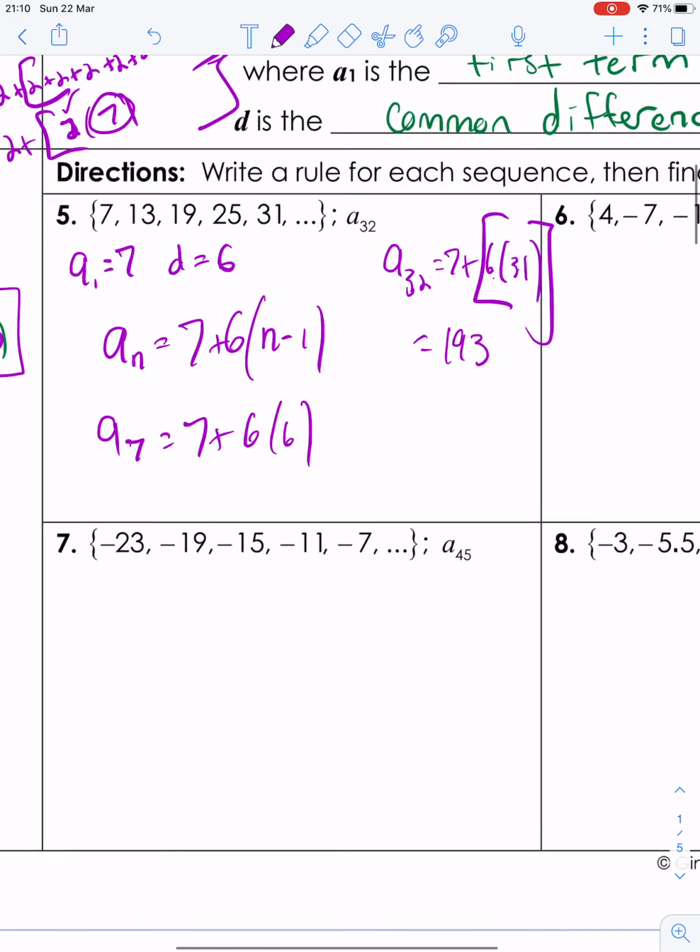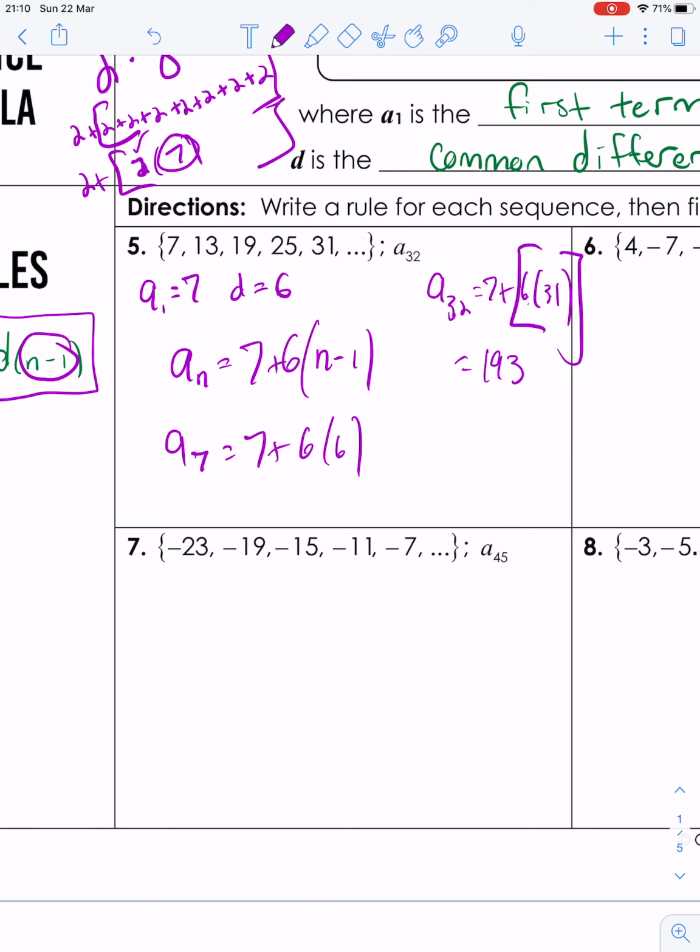So let's do number 7. We're looking for A45. But first, we know our first term is going to be negative 23. And then the difference is going to be, we are not subtracting 4, but adding 4. Adding 4, adding 4. So if we had the first term, negative 23, we can find the rest by doing 4, and we add it onto it. Say we're going 5 terms away from 23. That would be times 5. And we can find out what our value is going to be.